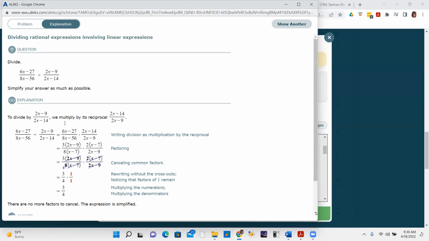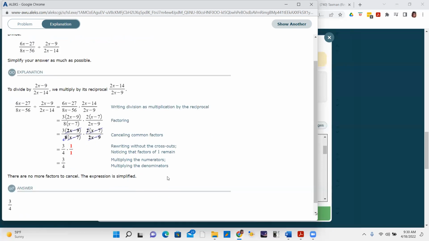I always think it's kind of cool when so much cancels and you're left with just a number. So who knew that was another way to write 3/4? I know, I'm a geek, but it's okay.